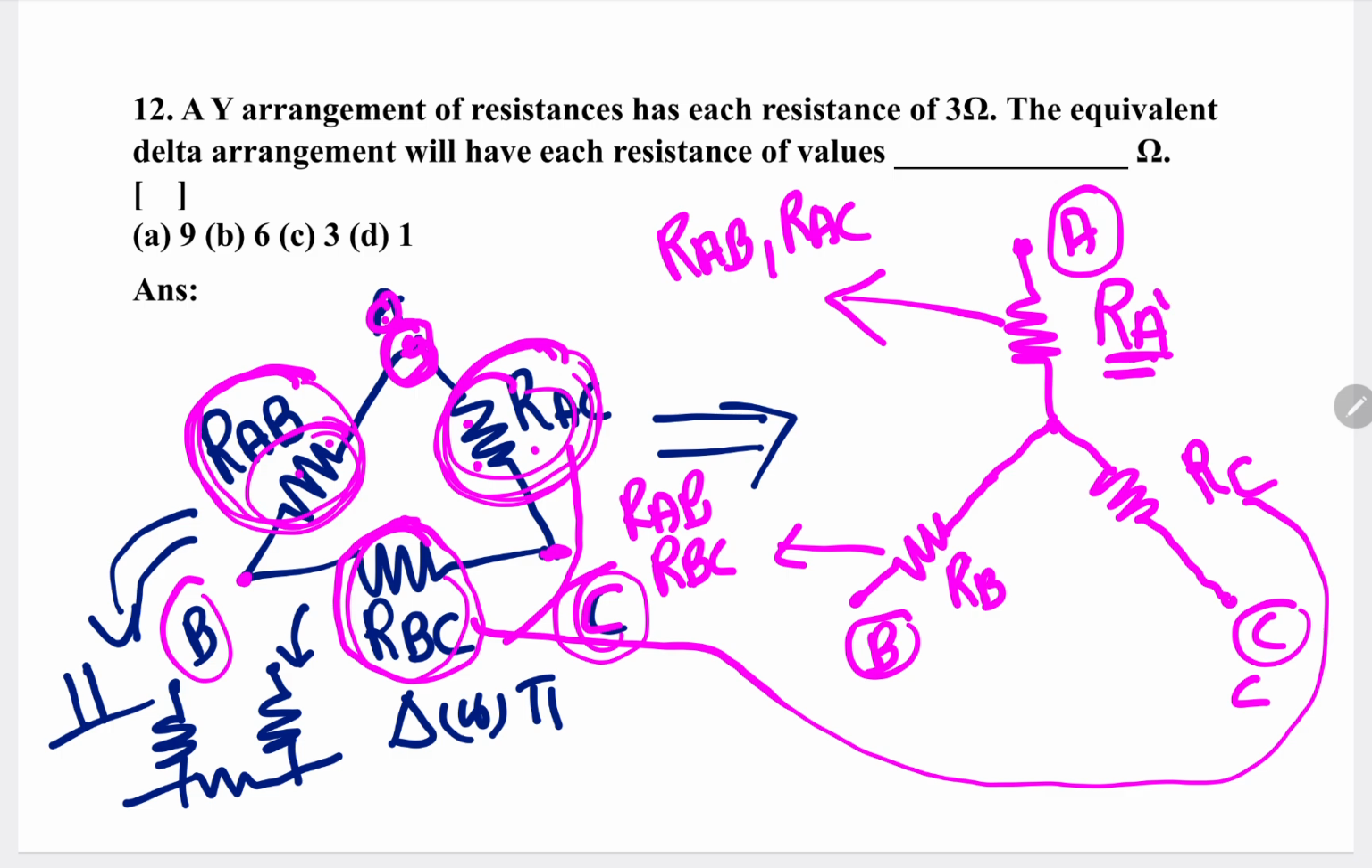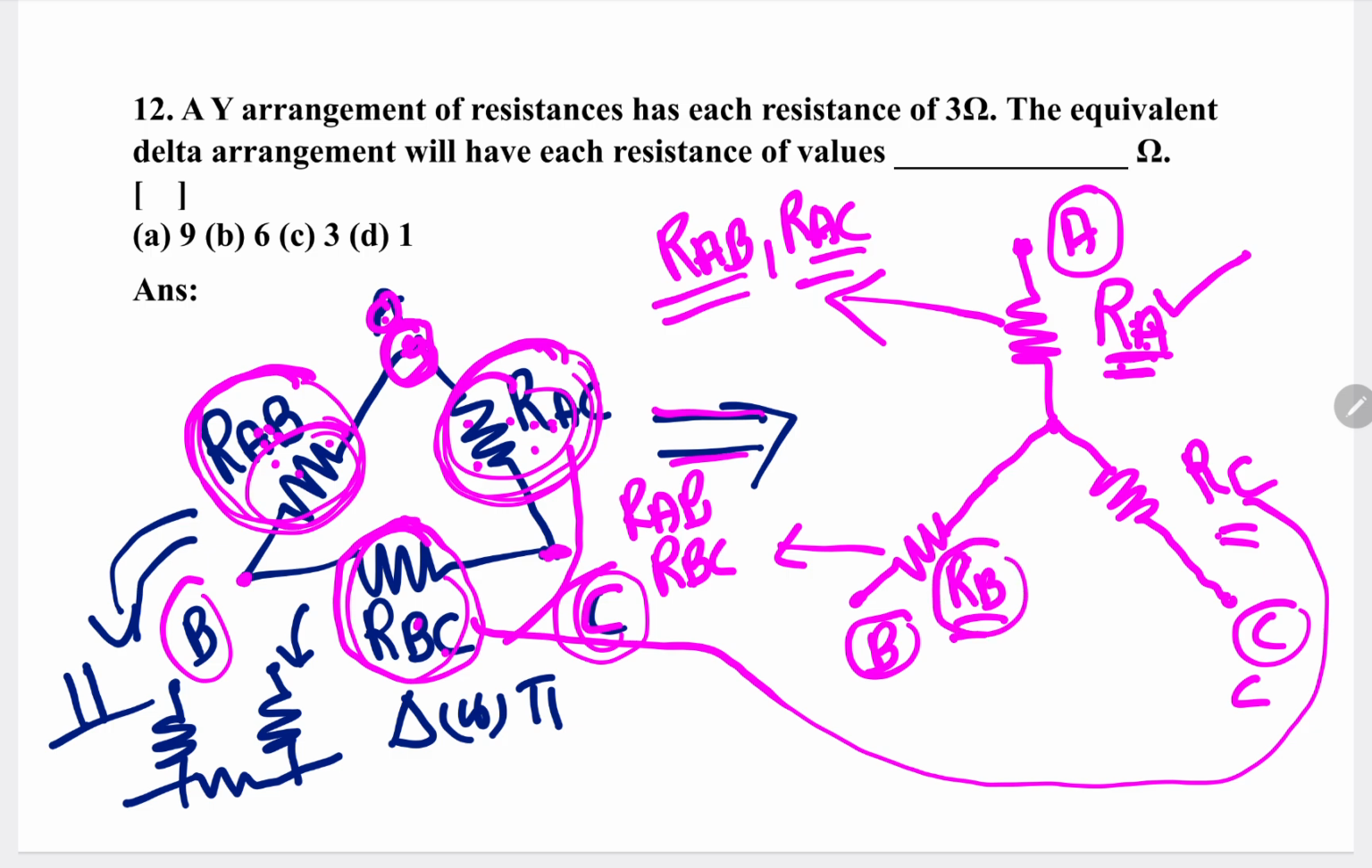Now, what is the RA value in terms of RAB, RAC, RBC? What is the RB value? What is the RC value? I know these three values in the network, but I am replacing with these new resistors. That new resistor values I want to find out. You see, RA formula I am writing here. RA came due to RAB and RAC. This resistor value RA is equal to this into this divided by this plus this plus this. It means RA is equal to RAB into RAC by RAB plus RAC plus RBC.